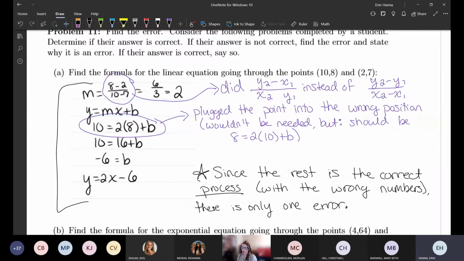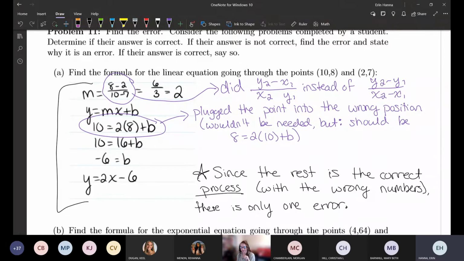And that's a thing. Do we need to correct the error? Good point. No. You just have to point it out and tell me why it's an error. You don't have to correct it. So note in this example here, I point out that the error for the slope is that they did the wrong calculation.